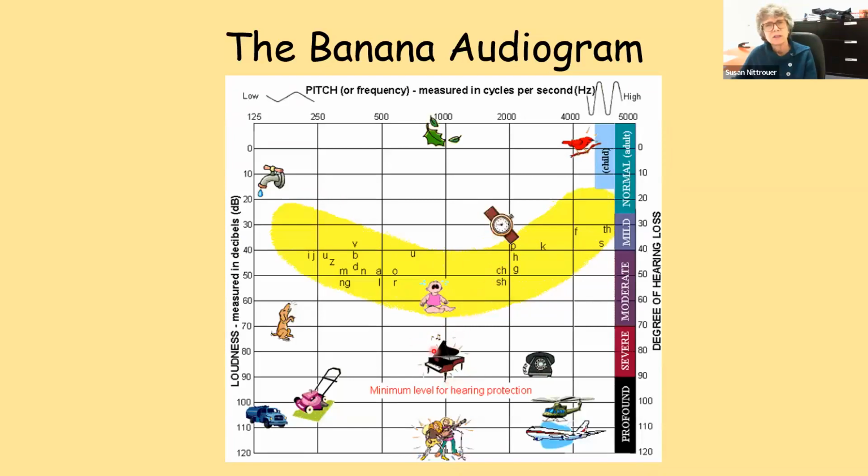And you can tell this is a slightly older banana audiogram because nobody has phones like this anymore. And in fact, even lawnmowers, now most of them are electric, so not so loud. Okay, so that's the banana audiogram. You might see something like this.